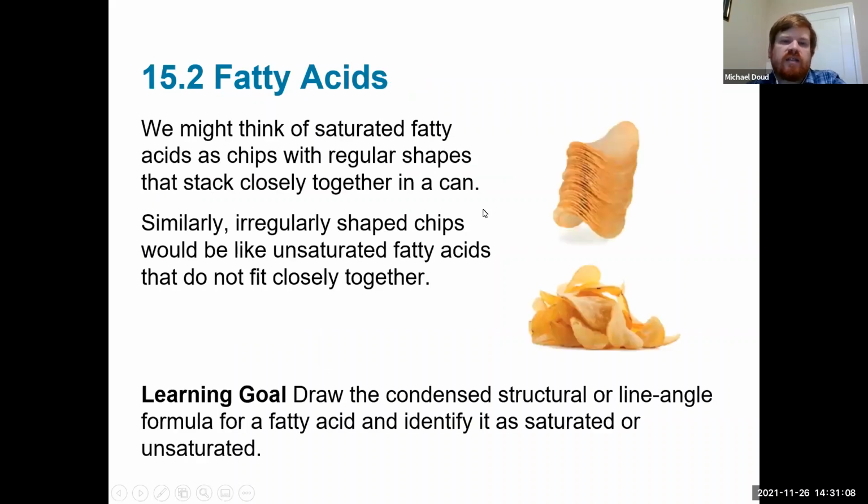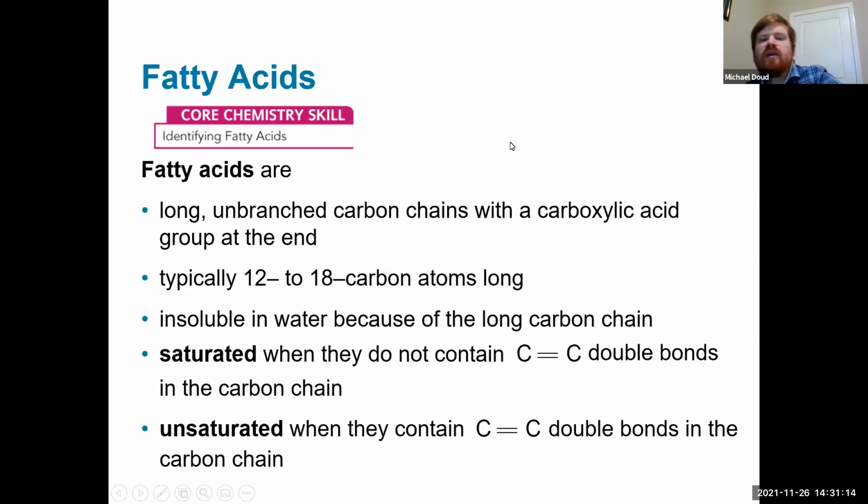Okay, next up, fatty acids. We're going to talk about fatty acids because there's a few different types. Fatty acids have basically long unbranched carbon chains, and they have a carboxylic acid group at the end. So it's just a straight chain. It's going to be 12 to 18 carbon atoms long. Because of this long carbon chain, that is, all carbon-carbon and carbon-hydrogen bonds, this is going to be insoluble in water, very non-polar.